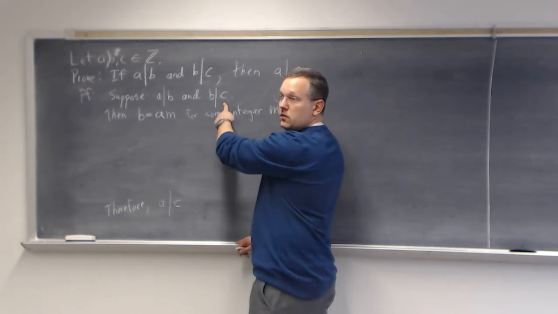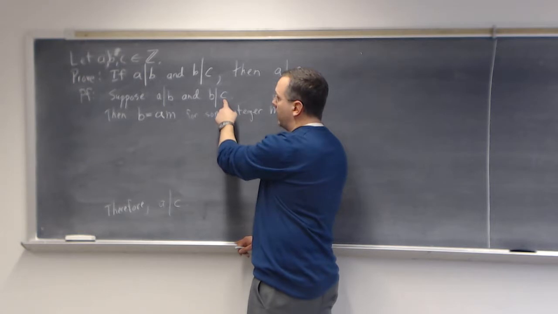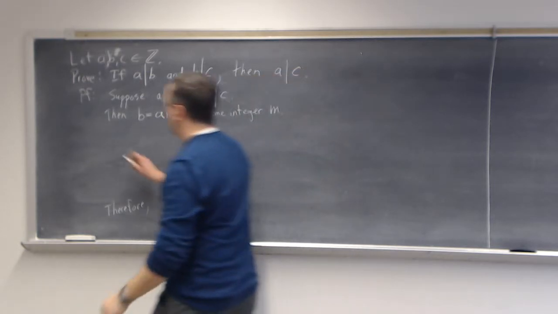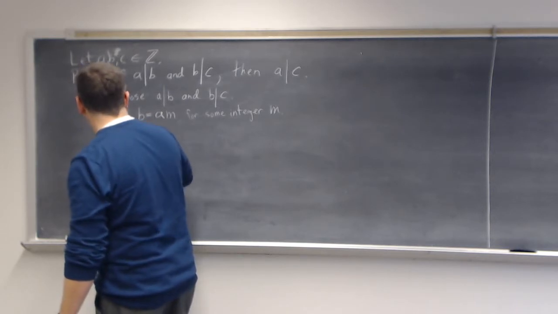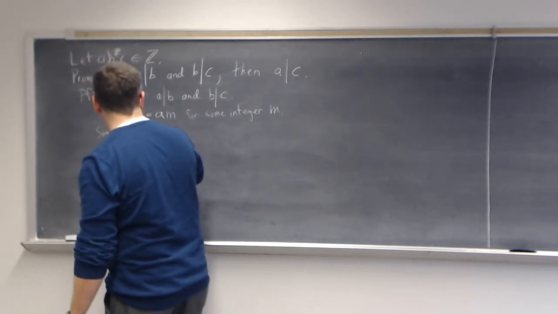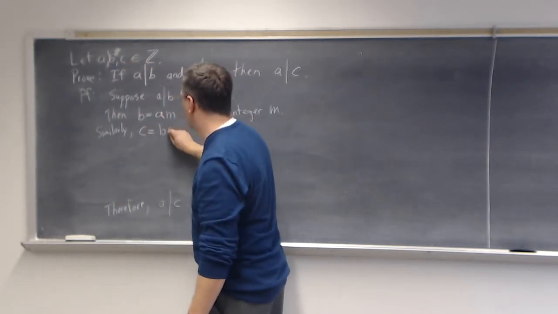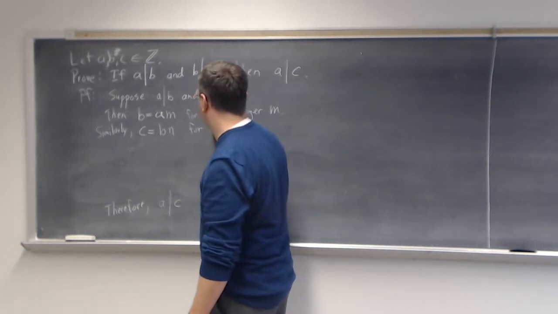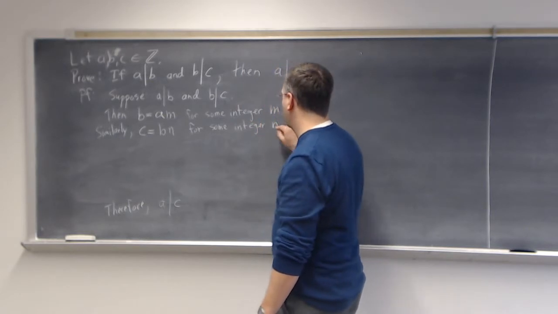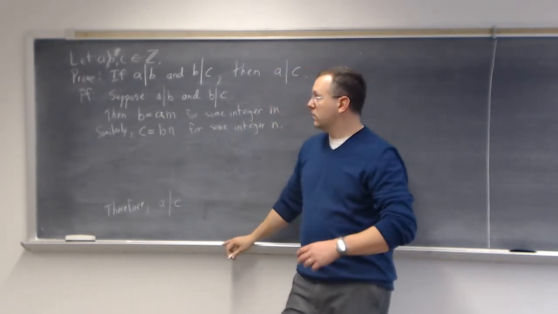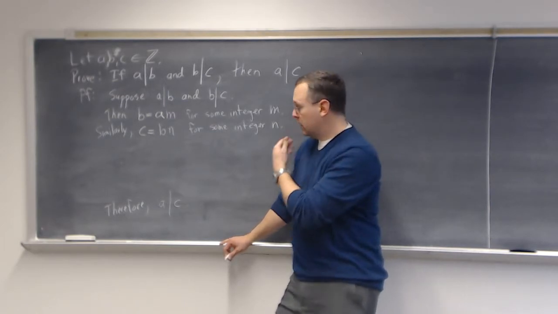Now, B divides C. That means if B divides C, I can write C as an integer multiple of B. So you might say something like, similarly, C equals B times some integer. Say B times N for some integer N. Okay? So I've used the definition of divides twice in the hypothesis.